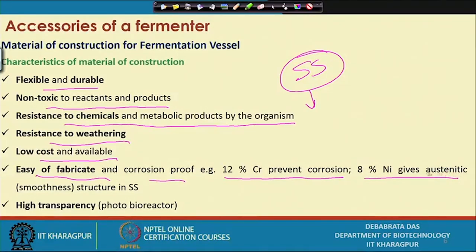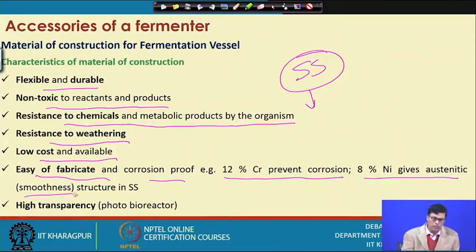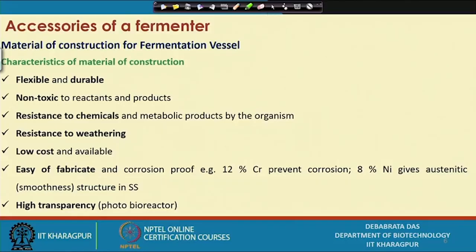the austenitic structure. Austenitic structure means the smoothness of the structure. If the material of construction is not smooth, then what will happen? The organism may grow on the surface of the reactor, and your process will be hampered. So that is undesirable. And for high transparency, for a fortified reactor, not for all reactors, we use polycarbonate material, because with polycarbonate your transparency will be higher. So this is how we can choose the material of construction.